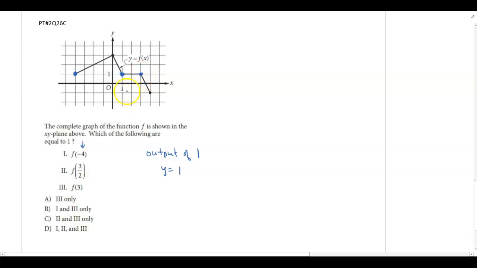Well, this has a y value of 1, this has a y value of 1, and this has a y value of 1. So if I go to f of negative 4, if x is negative 4, is y 1? Yes. How about 3 halves? Well, that's the same as f of 1.5. If I go to an x value of 1.5, does that have a y value of 1? Yes. If I go to f of 3, 1, 2, 3, an x value of 3, does that have an output or a y value of 1? Yes. Therefore, letter D, 1, 2, and 3, right, are equal to 1.